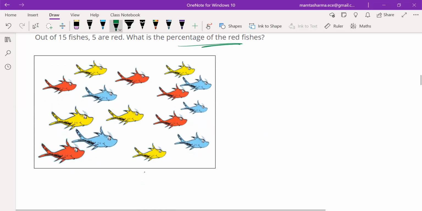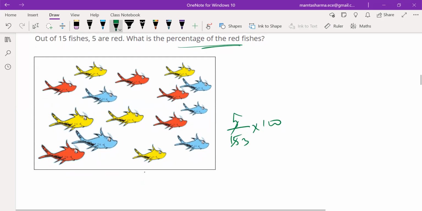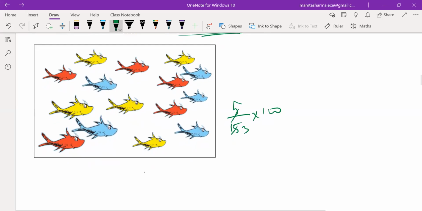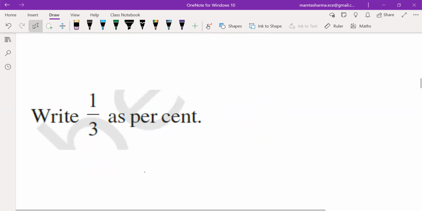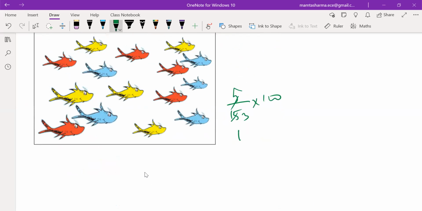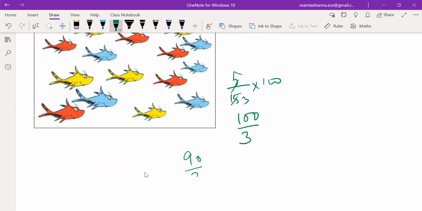Aisha is correct, but Ritvik gave it in the chat. Ma'am, it's 30%? 5 by 15 into 100 is 33.3, that is the correct one. Ma'am, 100 by 3, not 3 into 100. This is not 90, this is 100. If it were 90, then you could say 30.